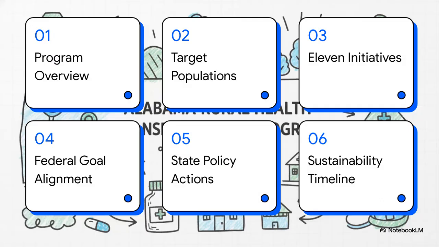Here's our roadmap for today. We'll start with an overview of Alabama's program implementation, look at their target populations and demographics, and outline their 11 specific healthcare initiatives. Then, we'll map their alignment with federal strategic goals, assess state policy and regulatory actions, and finish up with their implementation and sustainability timeline.